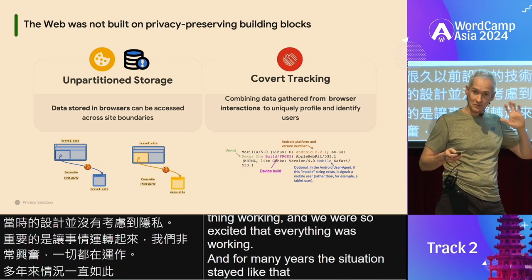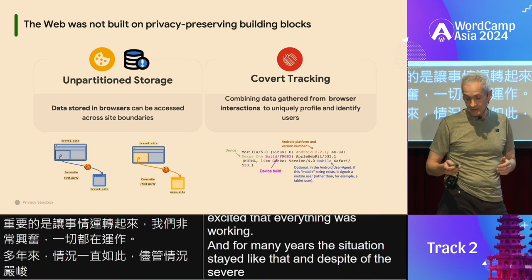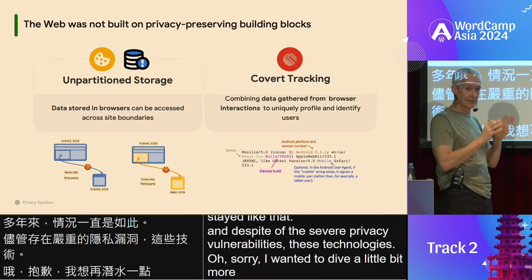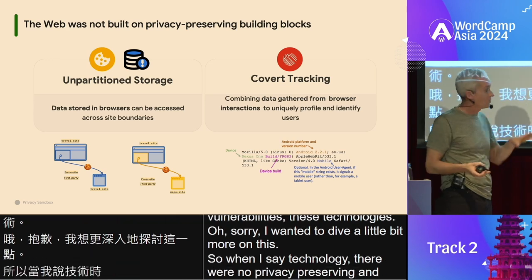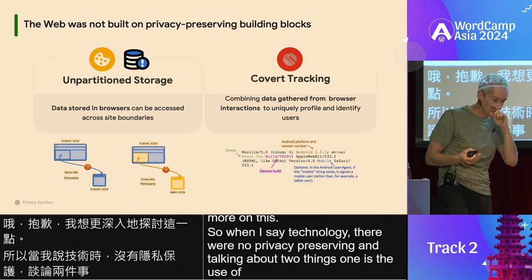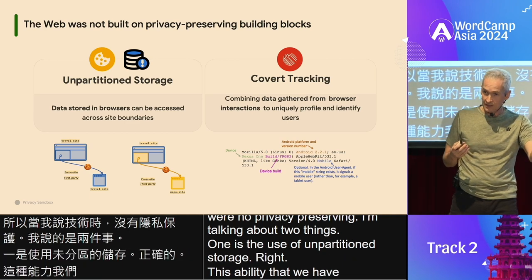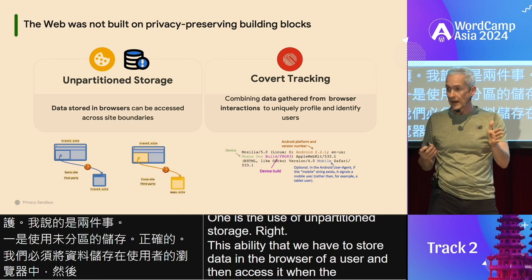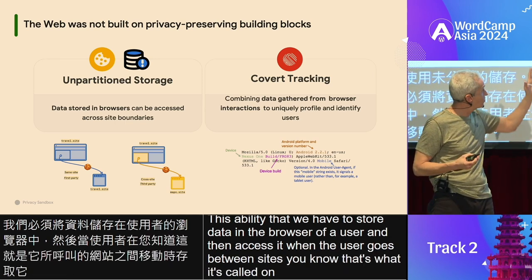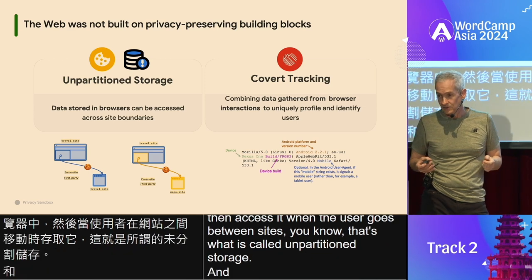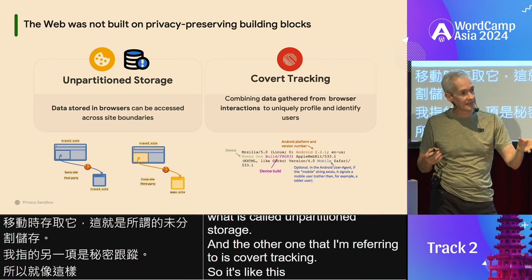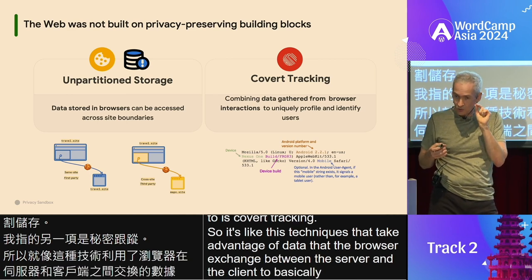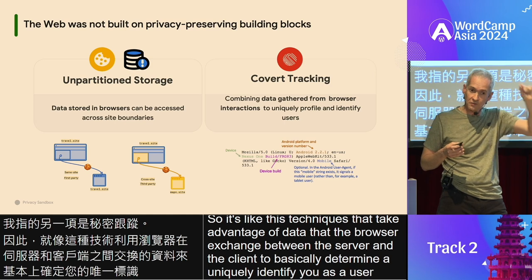I wanted to dive a little bit more into this. When I say technologies that were not privacy preserving, I'm talking about two things. One is the use of unpartitioned storage. This is the ability that we have to store data in the browser of a user and then access it when the user goes between sites. That's what is called unpartitioned storage. The other one is covert tracking. These are techniques that take advantage of data that the browser exchanges between the server and the client to determine and uniquely identify you as a user as you navigate through the web.